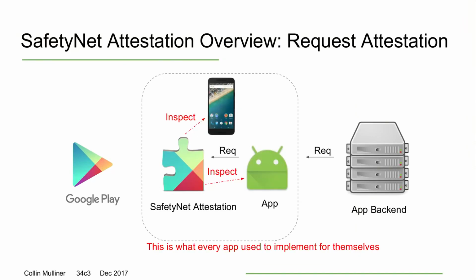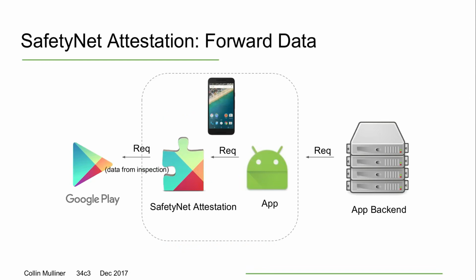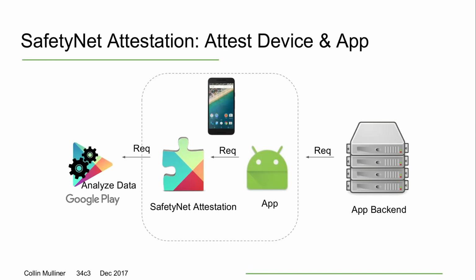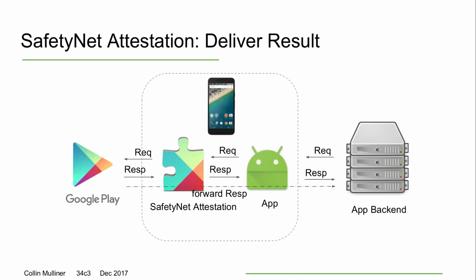So that's basically it. Instead of having you implement everything yourself, you can just call this API, and you will have all the work done by Google engineers for your security attestations. So what happens after attestation has checked your app and the device? It will send the data back to Google. Google will analyze it, determine the state of your device and your app, and forward the response to your app.